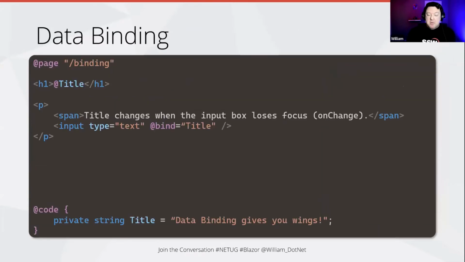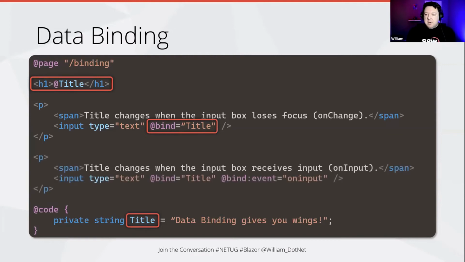Data binding, very important. Makes things nice and useful. In this case, just the @ symbol is a one-way data binding to a private field called title. If we rendered that, we'll see data binding gives you wings. We can go a little bit further. There's two-way data binding. For this input box, you type in some text, and if you tab away, the value in that input box is then bound to the title property in our code, and we can reuse that elsewhere.